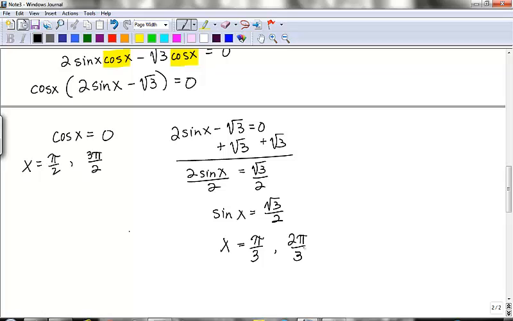Okay. So we should have 4 answers. Okay. So on this one we'd have pi over 2, 3 pi over 2. Okay, we've got all 4 of them. Pi over 3 and 2 pi over 3. Okay. So basically you're going to solve trig equations using your chart, using your algebra, factoring. Okay, you do use your card and your identities.